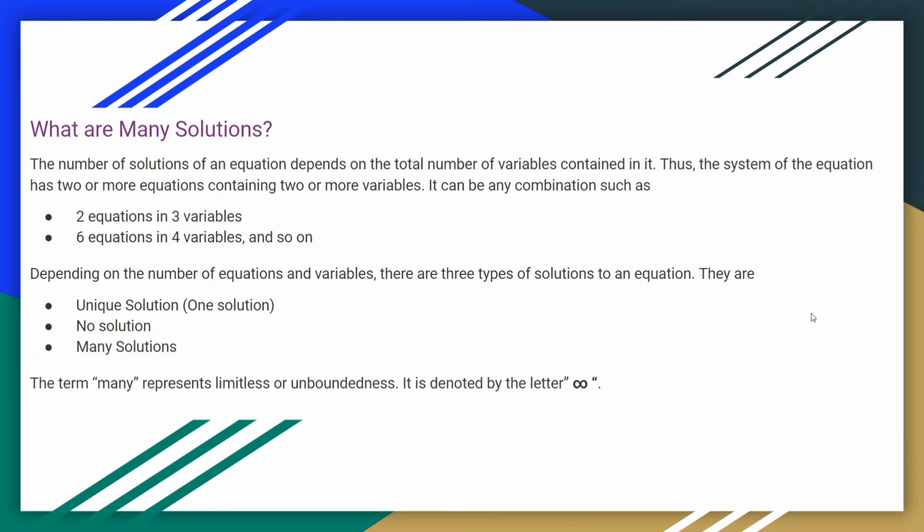What are many solutions? The number of solutions of an equation depends on the total number of variables contained in it. Thus, a system of equations has two or more equations containing two or more variables. It can be any combination, such as two equations in three variables, six equations in four variables, and so on. Depending on the number of equations and variables, there are three types of solutions to an equation: unique solution, or we call it one solution, no solution, and many solutions.